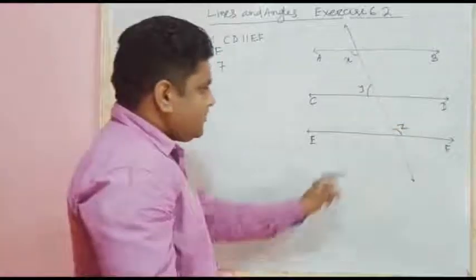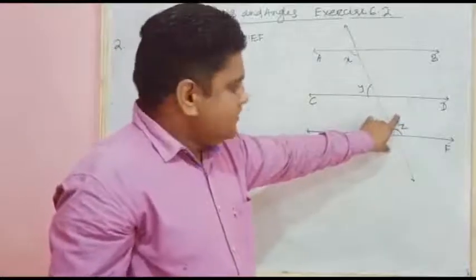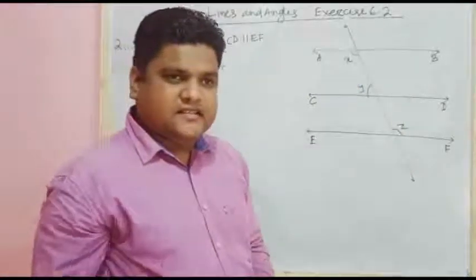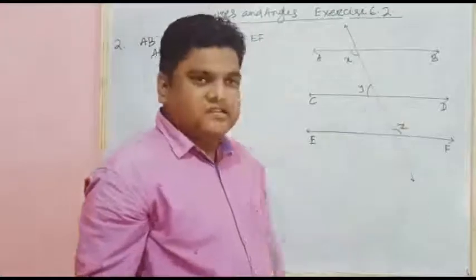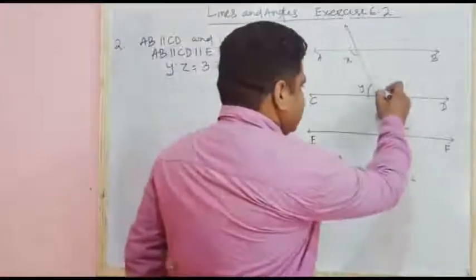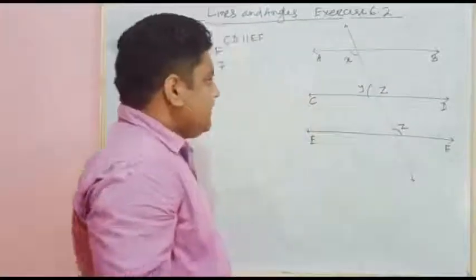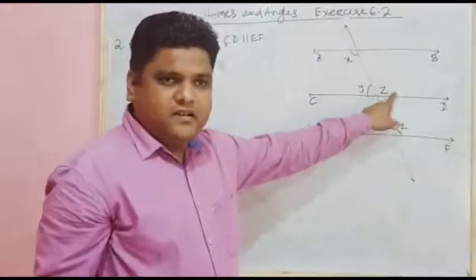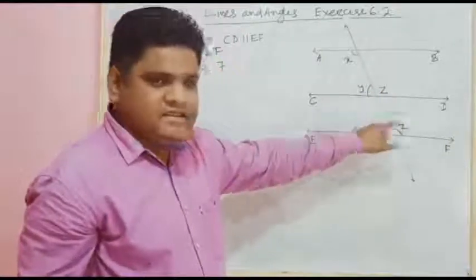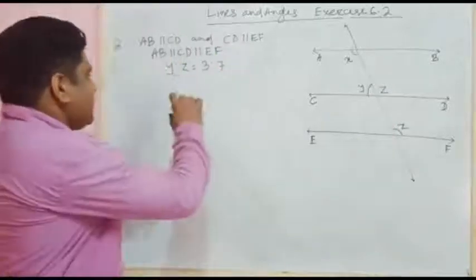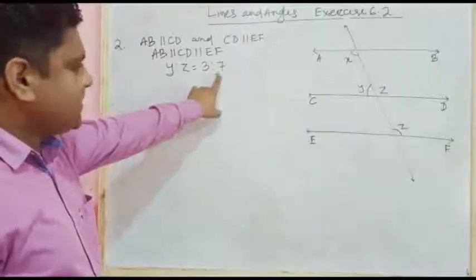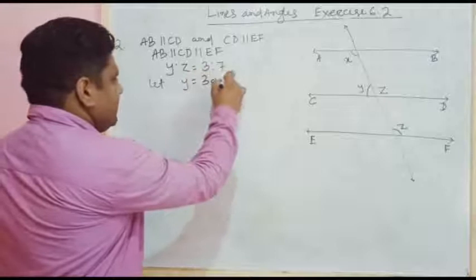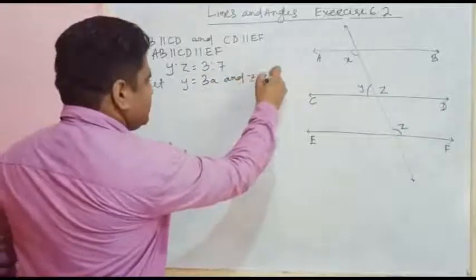So we know that if two lines are parallel and a transversal intersects those two parallel lines, then the corresponding angles are equal. So this is z, then this angle will also be z. Now y and z form a linear pair of angles, so the sum of y and z is 180 degrees. Since y is to z is 3:7, let y equal 3a and z equal 7a.